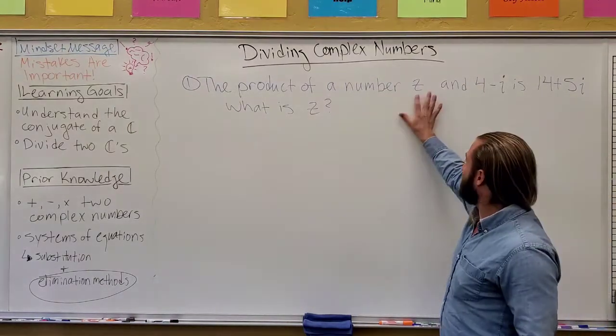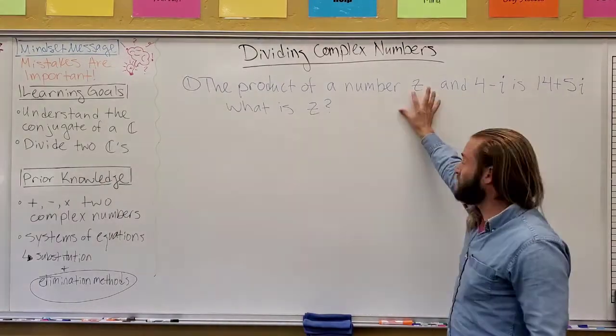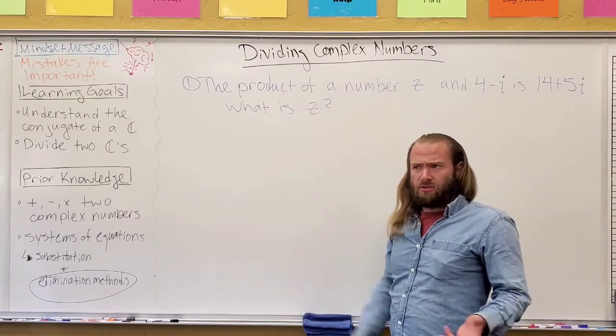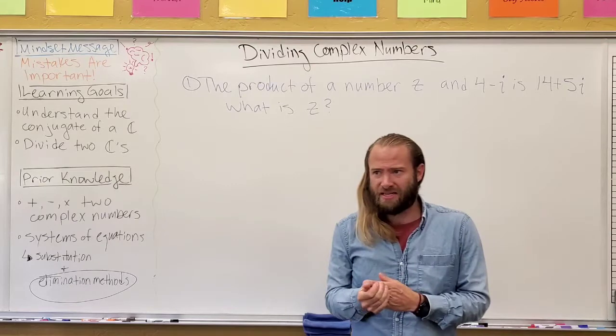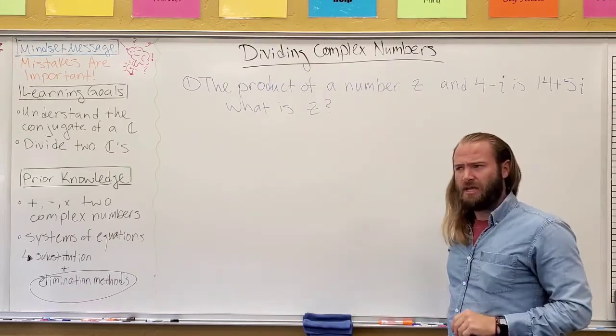Let's say the product of a number z and 4 minus i results in 14 plus 5i. Right? So z is a complex number, and we want to figure out what z is. Well, do you realize how we're just thinking backwards with multiplication? So really this is actually asking about division, technically. But it helps to phrase it in this way.